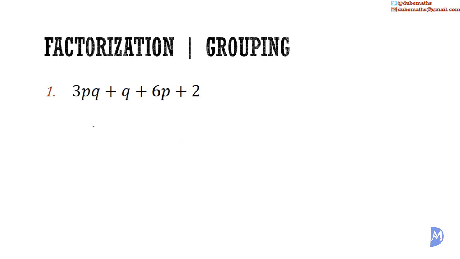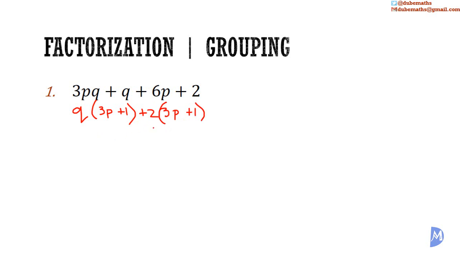Example 1. The HCF of 3pq and q is q. What do I multiply q by to get 3pq? I multiply that by 3p. What do I multiply q by to get q? Positive 1. Put the same thing in brackets: 3p plus 1. What do I multiply 3p by to get positive 6p? Positive 2. We confirm that positive 2 multiplied by positive 1 gives positive 2. It works out, so that's fine.